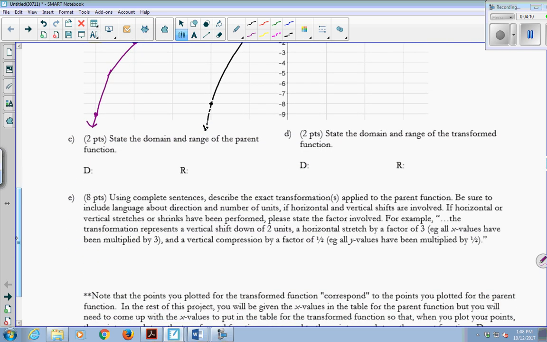Now there's just a couple of questions about what we did. So I want to do the domain and range of the parent, that's F. The domain and range of x cubed is negative infinity to infinity for both of them. It's going to be the same for G, because even if you move left 3, it's still negative infinity to infinity. And even though the range was all real numbers, even if you shift down 1, it still reaches from negative infinity to infinity.